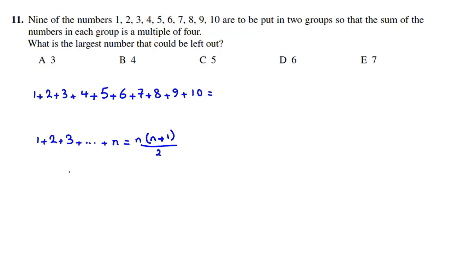One of them is this. Let me write one more. 1 squared, 2 squared, and so on. We don't need the second one, but I write it because you should also memorize it. In many problems, it's useful: n times n plus 1 times 2n plus 1 over 6. And there are also 3 more identities you should memorize. So useful.